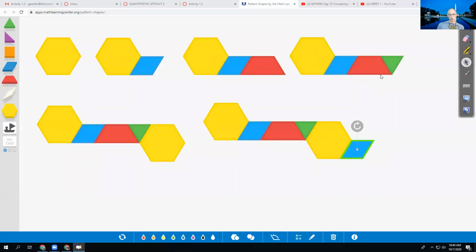Okay, so 1, 2, 3, 4, that ends in a triangle, and then it starts back with a hexagon, 1, 2, the next one will end in a trapezoid, then a triangle, 4th one. So let's see, 1, 2, 3, 4, 5, 6, 7, 8. So the 4th and the 8th one end with triangles. The 1st and 5th end with a hexagon.